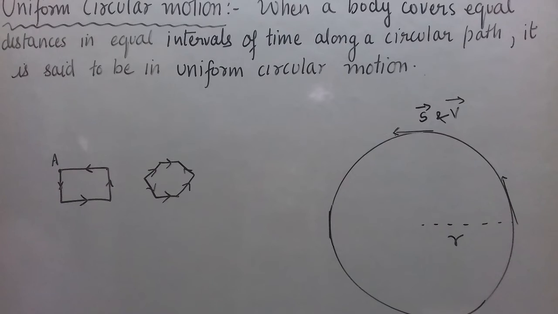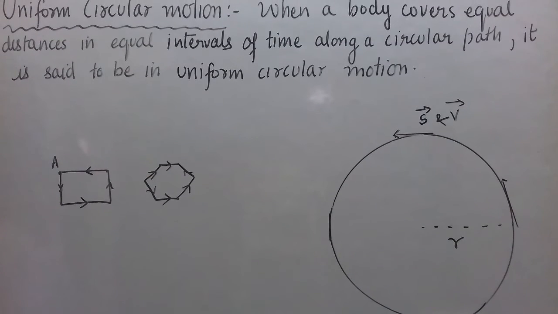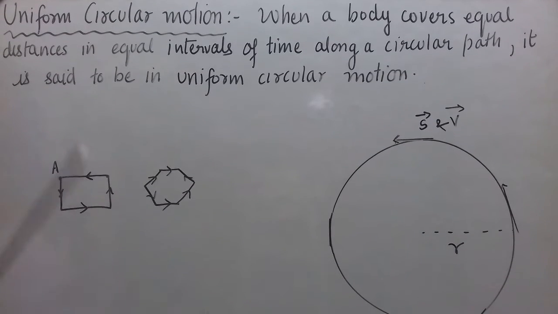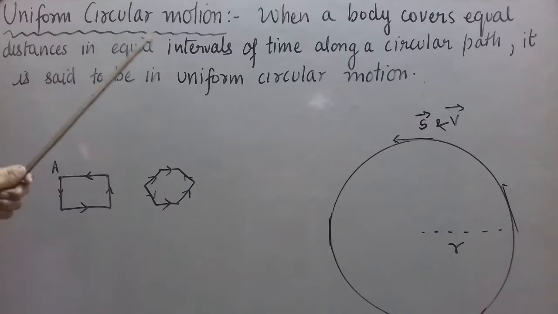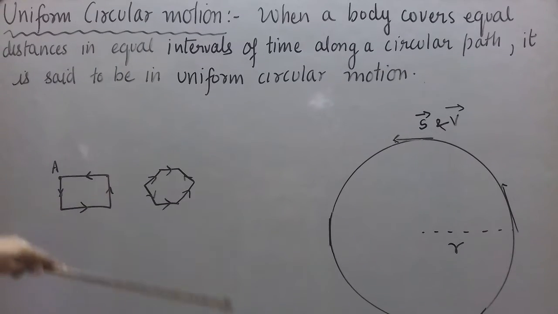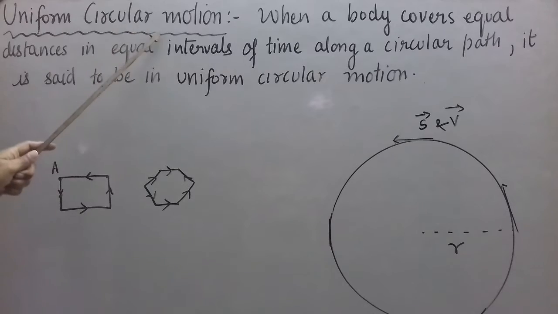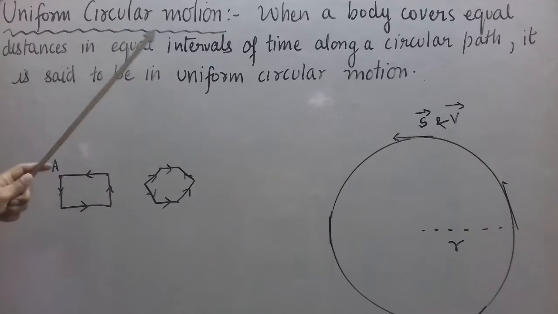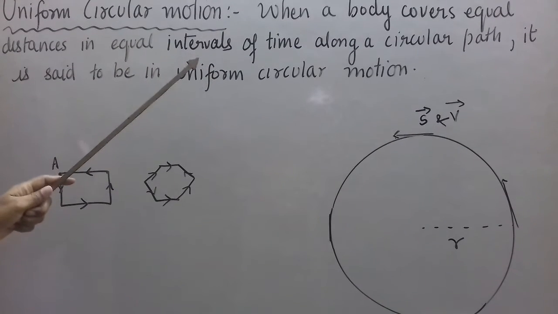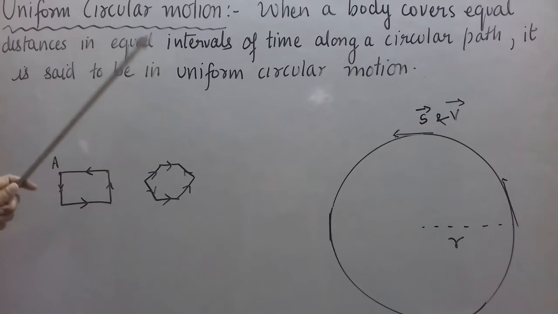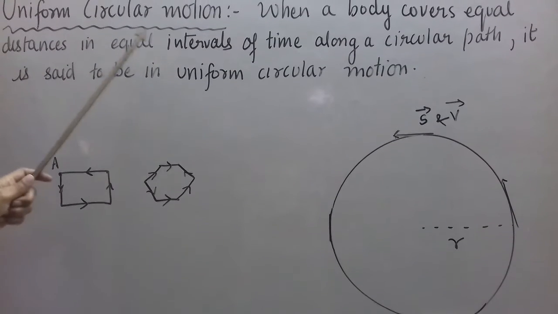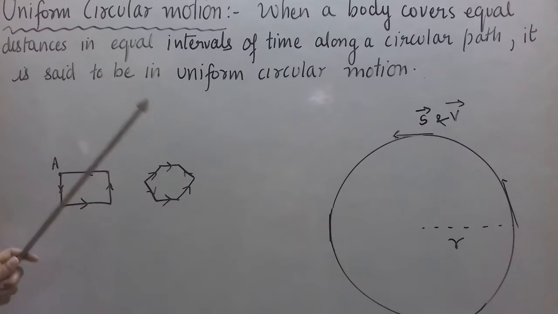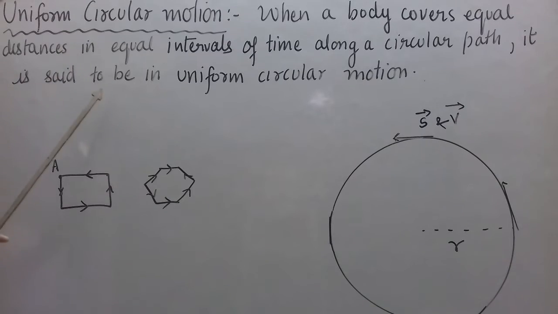Initially you have studied just uniform motion. What is uniform motion? When a body covers equal distances in equal intervals of time. So this is also a case of uniform motion only, but since the path is circular, we call it uniform circular motion. So we can write, when a body is moving along a circular path and covers equal distances in equal intervals of time, it is said to be in uniform circular motion. Now let us try to understand this in more depth.